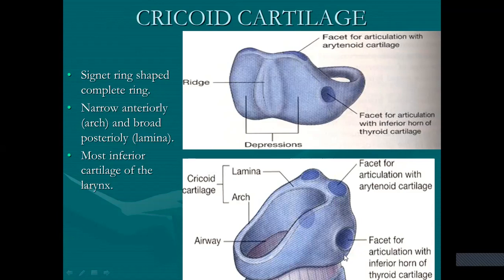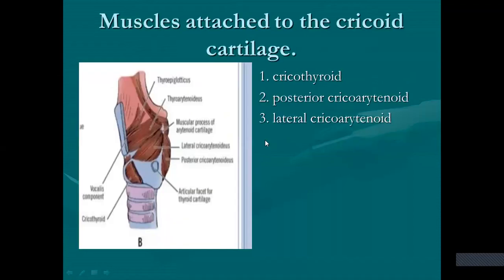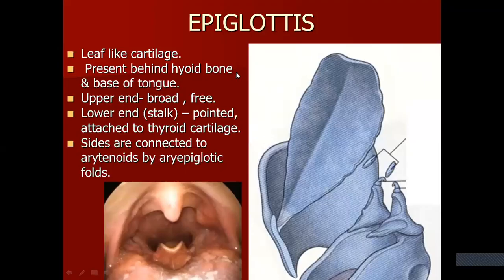Now we shall move on to the epiglottis. The shape of the epiglottis is leaf shape. You can see here in the real image, this is the leaf-shaped cartilage, or tongue-shaped cartilage, we say, having a broad upper part and a narrow lower part. So this is the broad upper part and this is the narrow lower part.